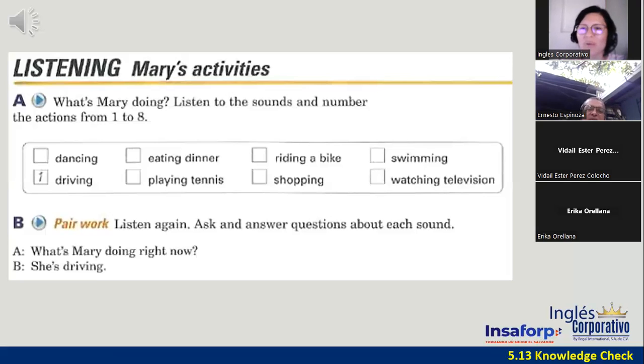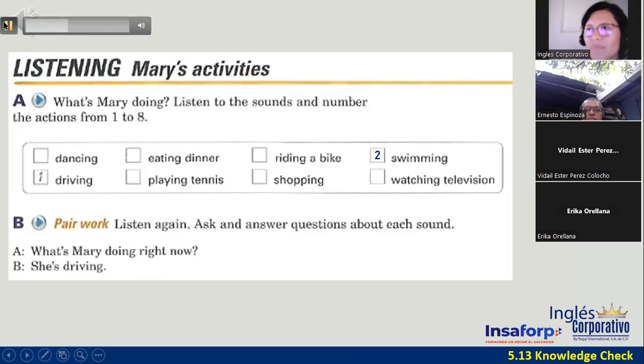Vaya, chicos, muy bien. ¿Cuál sería activity number one? Bueno, ahí la tenemos, ¿verdad? Is driving. What about activity number two? ¿Cuál sería la número dos? He's swimming, muy bien, ¿ok? Bueno, she, porque es Mary, ¿verdad? She's swimming. What about number three? Eating dinner. Muy bien, she's eating dinner, ¿ok? Number four. A ver si la logramos poner acá. Four. Ahí está, cabal.